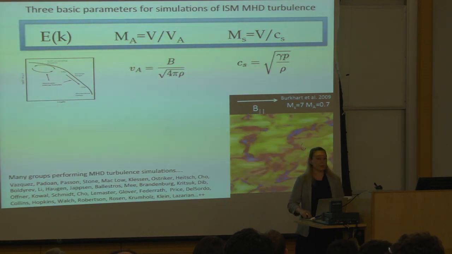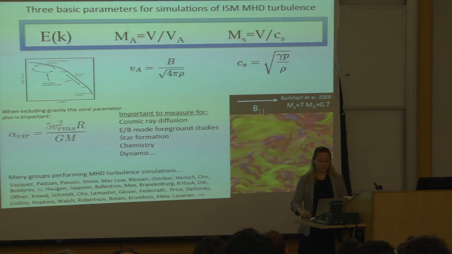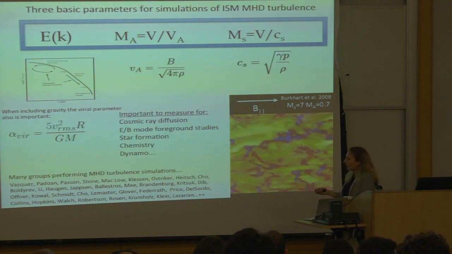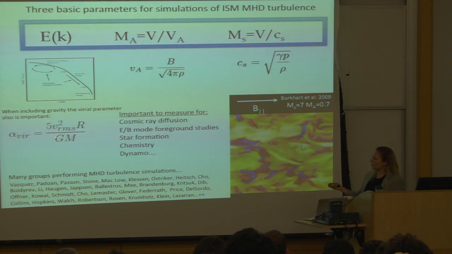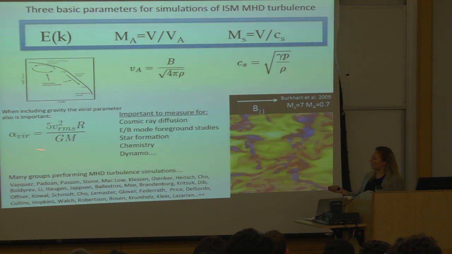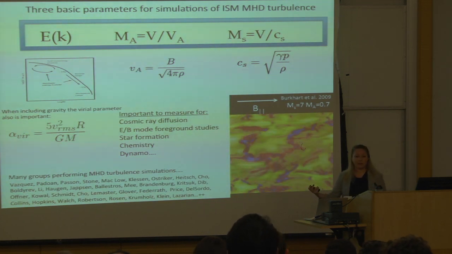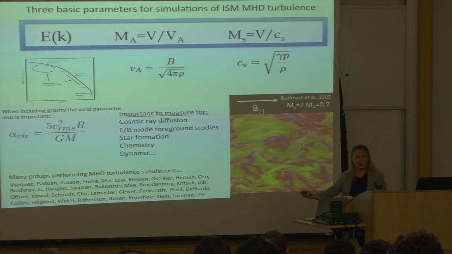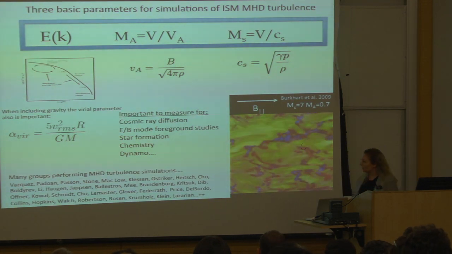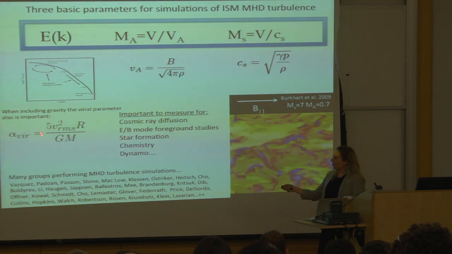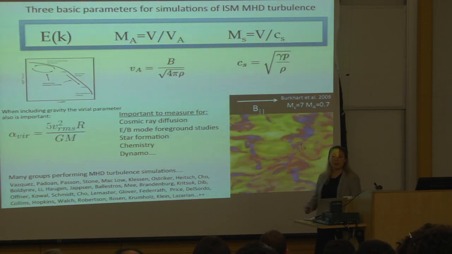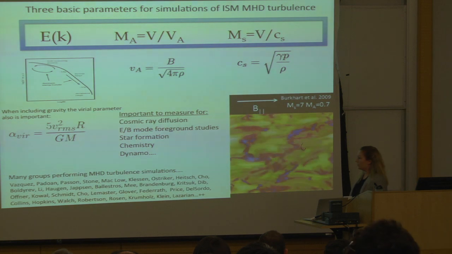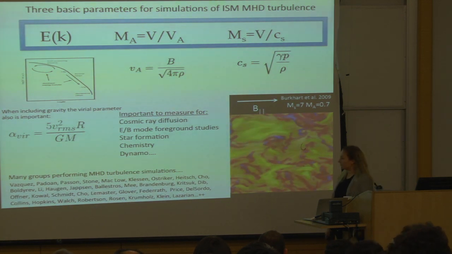So for example, if we want to study star formation, we need to think about another parameter, again dimensionless, which is nice for our physical intuition, which is called the virial parameter. Now that we turn on gravity for star formation, because we want to bring together material to form stars, the virial parameter is the ratio of the turbulent kinetic energy to the gravitational potential energy. So it characterizes the strength of gravity relative to the strength of turbulence in the fluid.